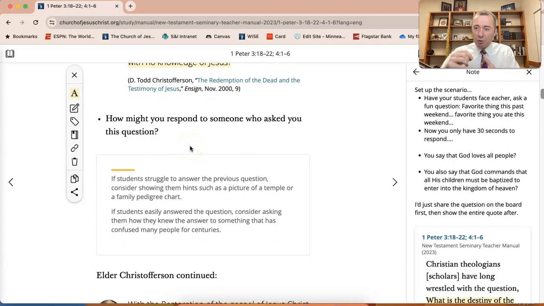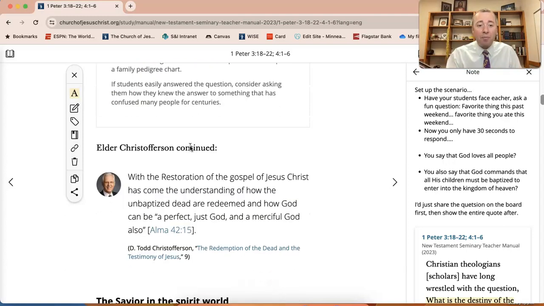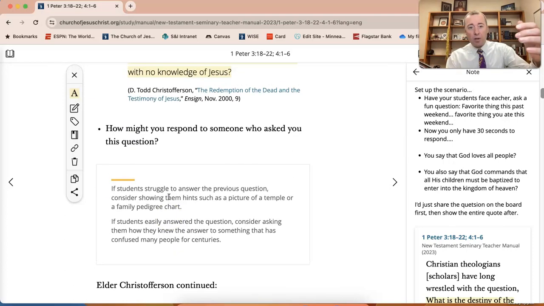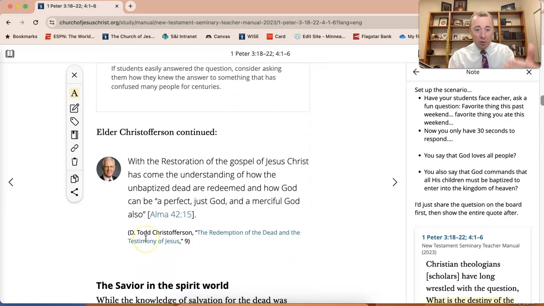Have them take out their journals and get ready to add to their knowledge of how to answer this question, as we'll try to go back and do this scenario again. Now we go to the full quote from Elder Christofferson. We go in countless billions with the restoration.